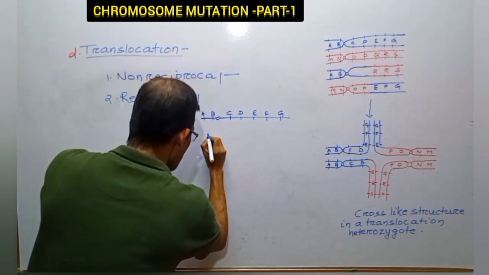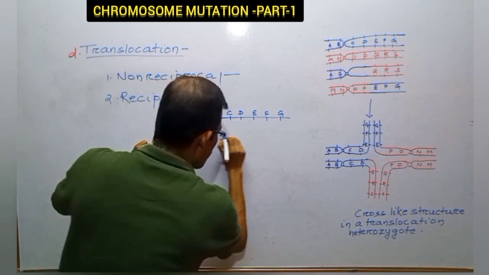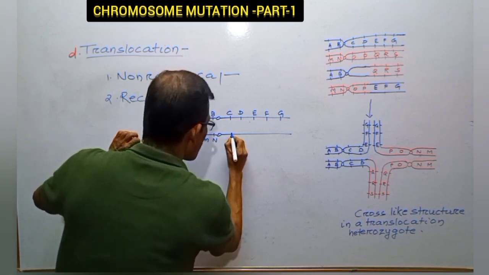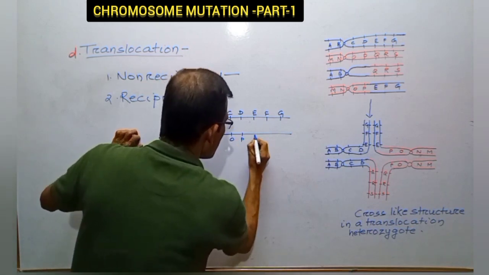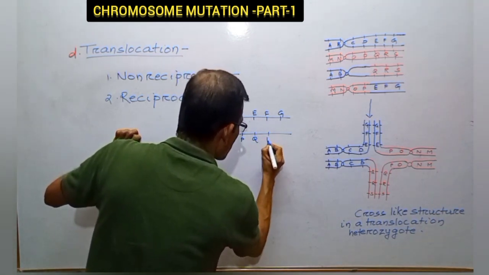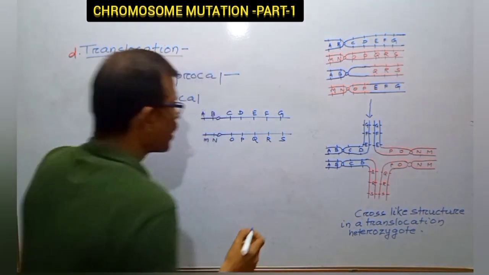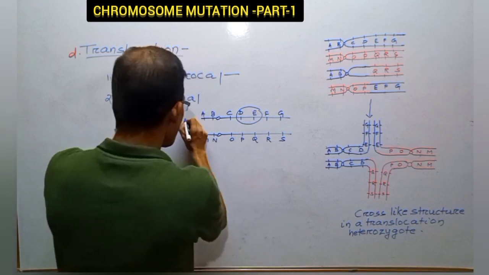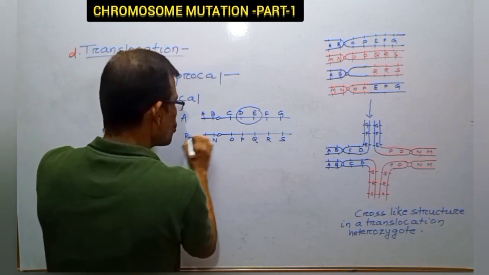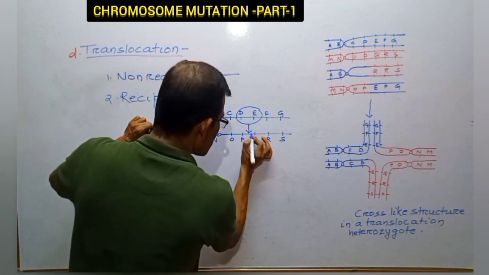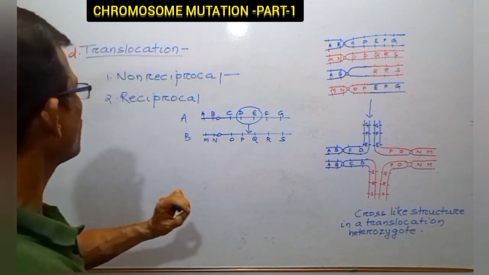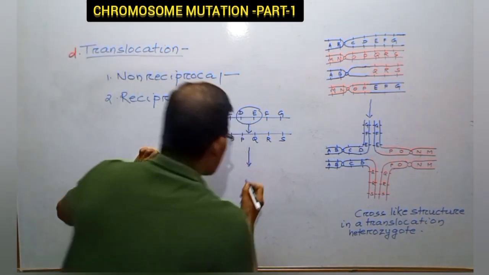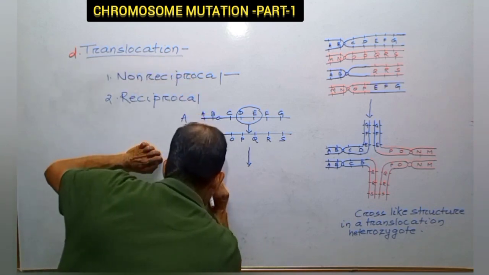And the other chromosome is like this: M, N, O, P, Q, R and S. If the segment DE is transferred from chromosome A to chromosome B, then this type of translocation will be called non-reciprocal translocation, and in this case the resulting chromosomes will be like this.